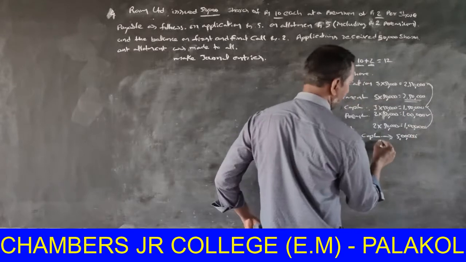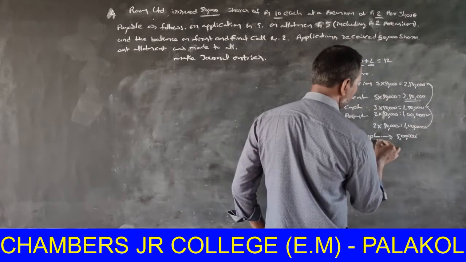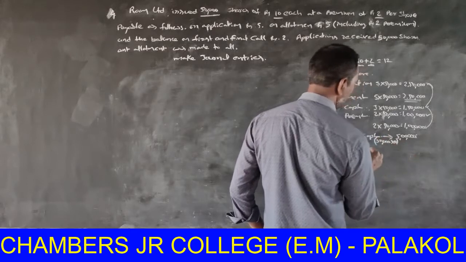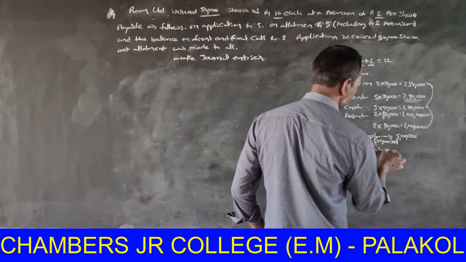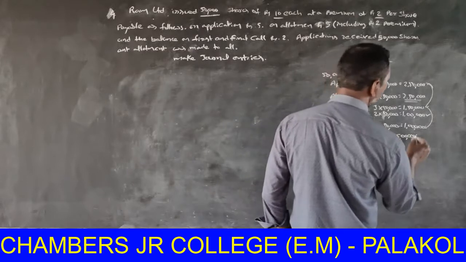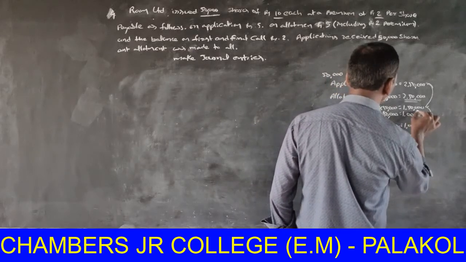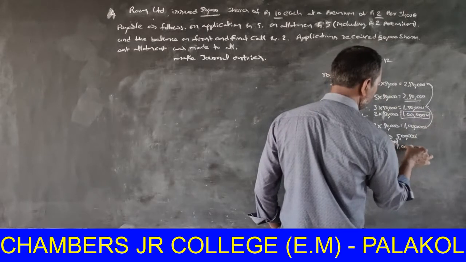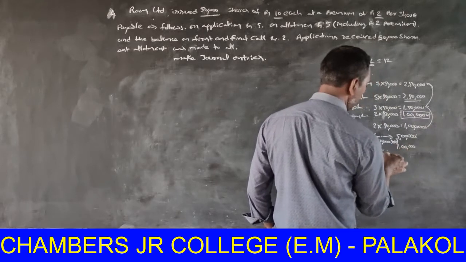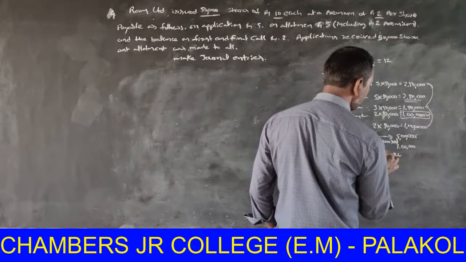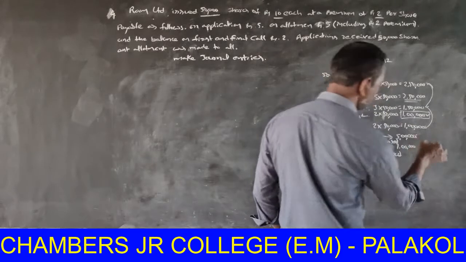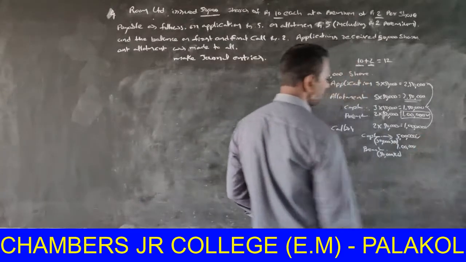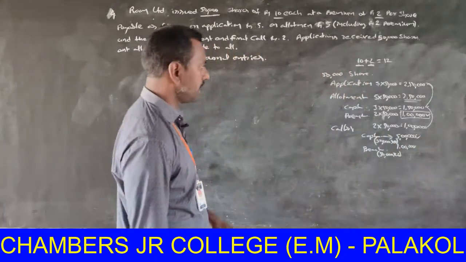5 lakhs, in brackets 50,000 into 10, and premium. Securities premium. Here the securities premium amount is 1 lakh, that is 50,000 into 2 rupees per share, 1 lakh. Here the capital is 5 lakhs and securities premium 1 lakh.